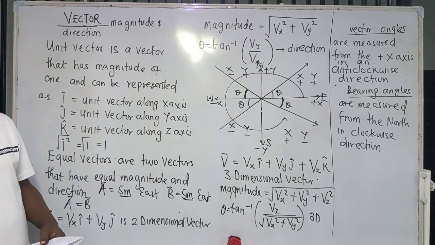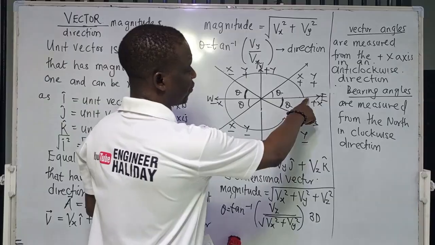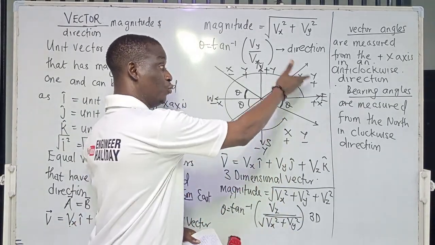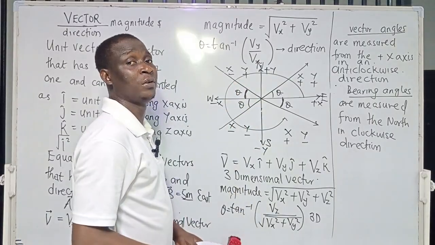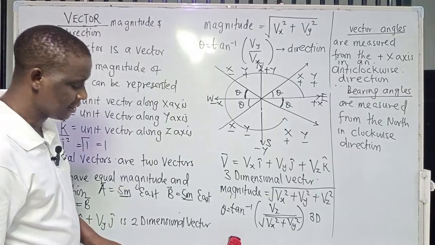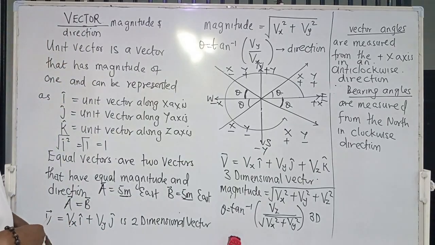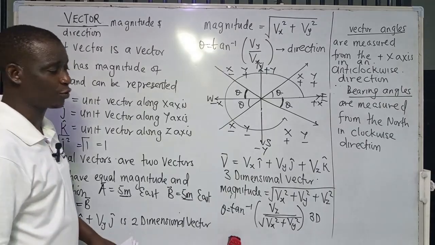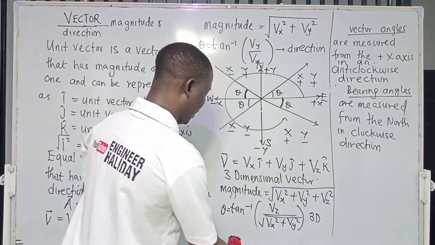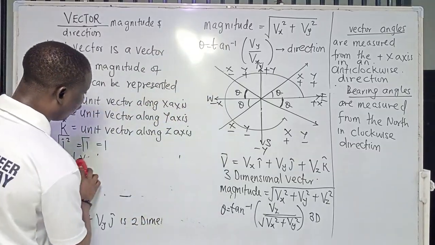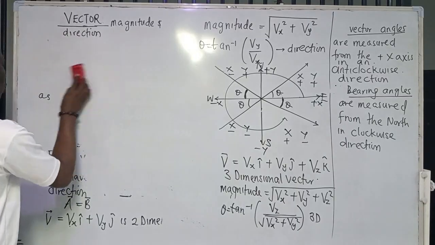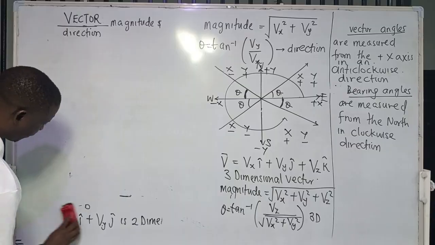Now, if our positive x is our reference line, then you move all your angles anti-clockwise. The next thing I want to talk about is the resolution of vector. How do you resolve a vector? If you are given a vector, how do you resolve it?